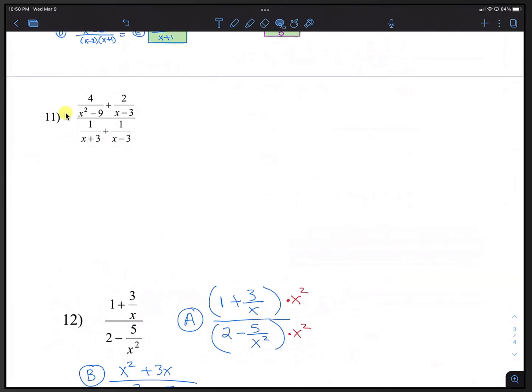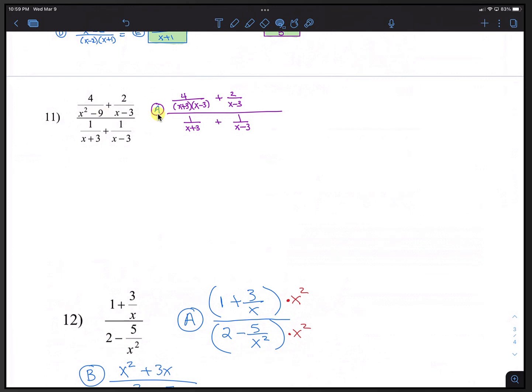All right, here is number 11. We have what we call a complex fraction, and that's a fraction where we have fractions within the larger fraction. What we want to do is try to get rid of the smaller fractions. So we'll need to factor wherever possible, and then we're going to multiply the top and bottom by the least common denominator. So first we notice that we can factor x squared minus 9.